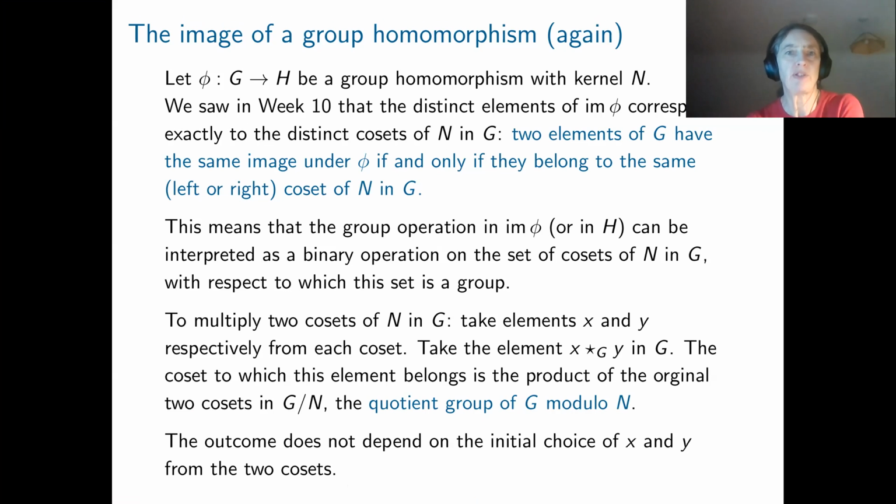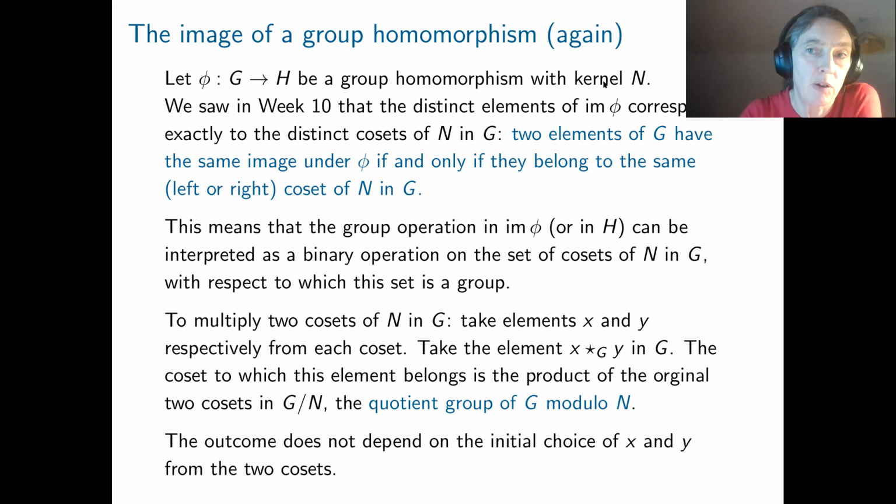So with that in mind, I want to first of all recall the concept of the image of a group homomorphism, which we talked about last week. So let's suppose we have a homomorphism from a group G to a group H with kernel N. And we know that N is a subgroup, in fact, a normal subgroup of the group G. And we saw in week 10 that the distinct elements of the image of phi over in H correspond exactly to the distinct left cosets or right cosets of N in G. What I mean by that basically is that two elements of G have the same image in H if and only if they belong to the same coset of the kernel of phi in G.